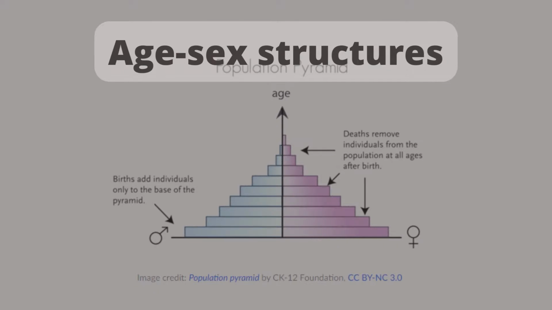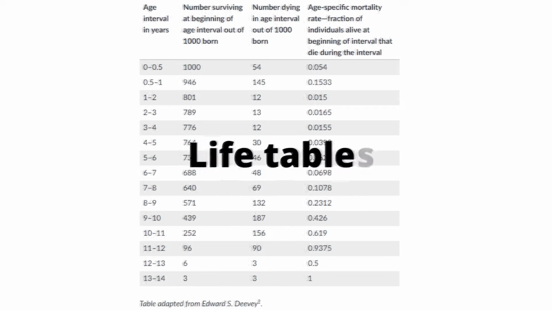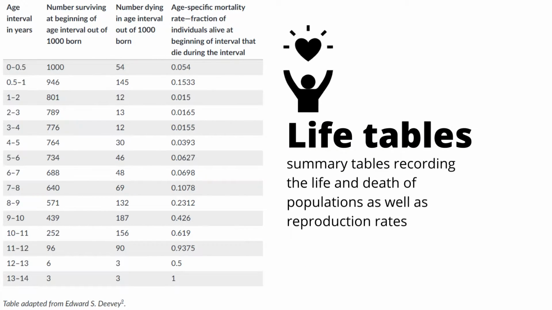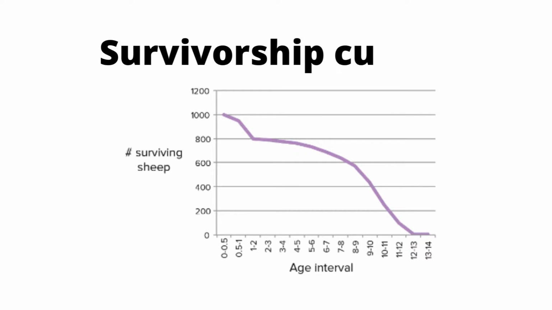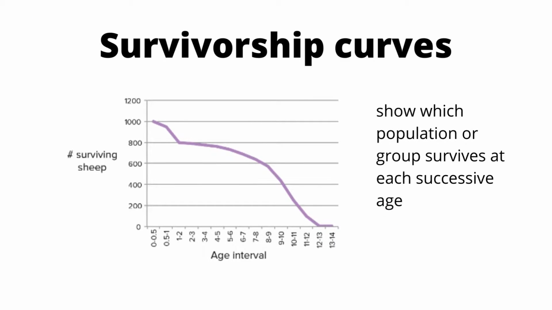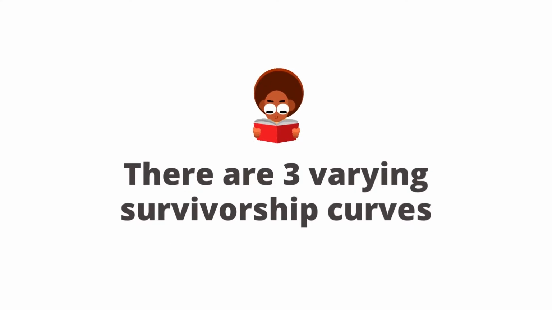Demographic factors are represented in life tables, survivorship curves, and age-sex structures. Life tables are simply summary tables recording the life and death of populations, as well as reproduction rates. Survivorship curves show which population or group survives at each successive age. There are three varying curves.